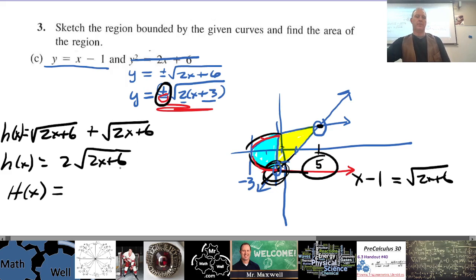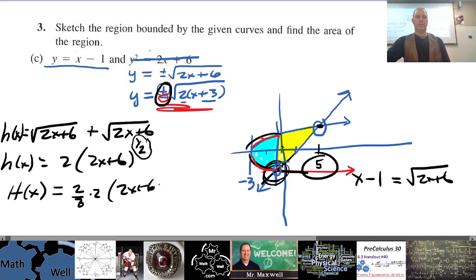What's our antiderivative here? This is a positive 1/2, right? So you want to add 1 to this to make it 3/2, and then divide by 3/2. That's 2/3, since dividing by 3/2 is multiplying by 2/3. And you've got 2x plus 6 to the power of 3/2.